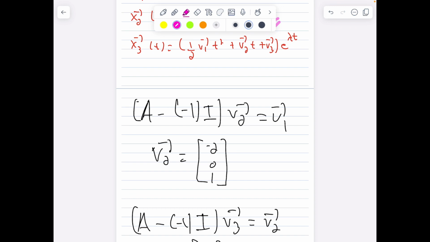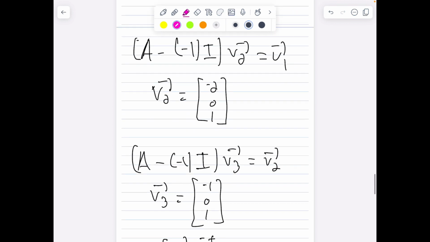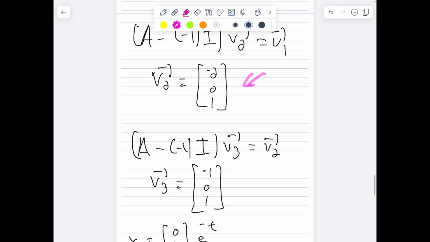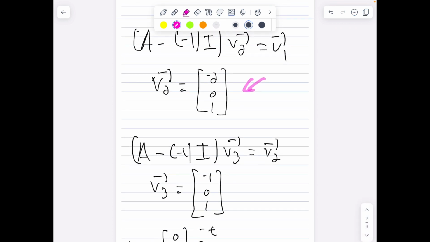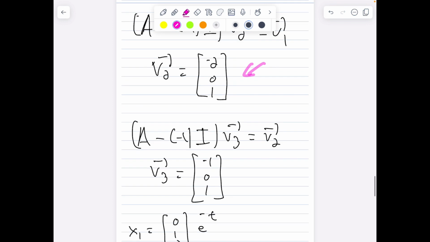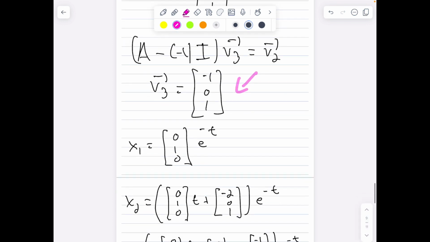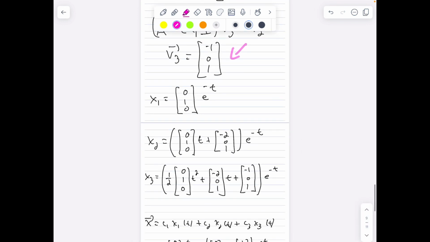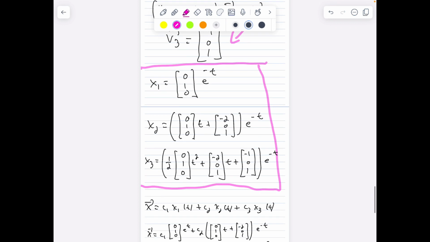Well, anyways, that form works out nicely to derive those equations that we're working with, the A minus lambda I. So in our case, we would replace lambda with -1 and solve, and this is what you get for v2. And then, again, I would replace my lambda with -1 times v3 equal to v2. So you would set up a matrix, and this is what you wind up with right here. So x1 equals (0, 1, 0) e to the minus t, x2 equals (0, 1, 0) t plus (-2, 0, 1) e to the minus t, and then 1/2 (0, 1, 0) t squared plus (-2, 0, 1) t plus (-1, 0, 1) e to the minus t is what you get.